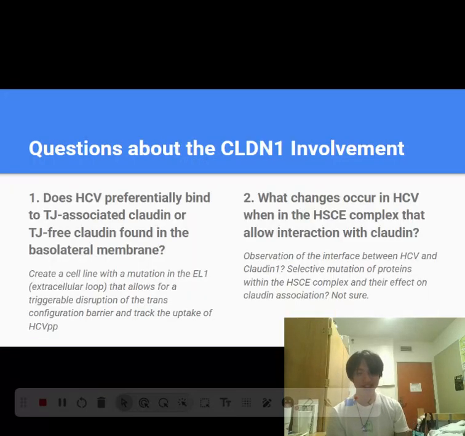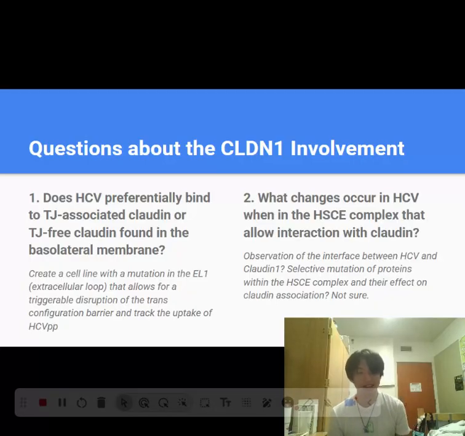Here are some good questions that I thought the review paper brought up. I think number one, there's the question of, does HCV preferentially bind to claudins that are within the tight junction, or is it claudins that are free-floating in just the basolateral membrane? There's evidence to support both sides. I will cover it in the next slide.